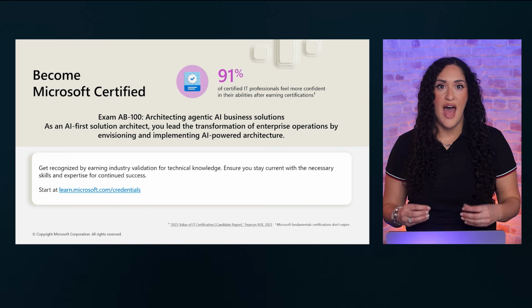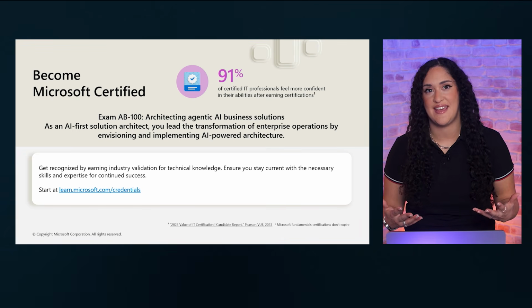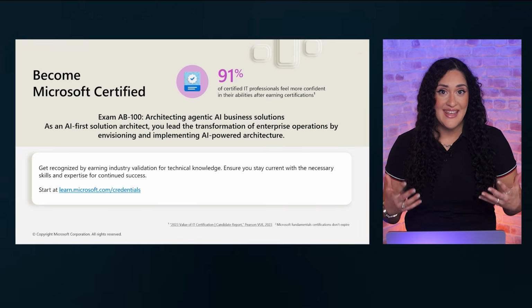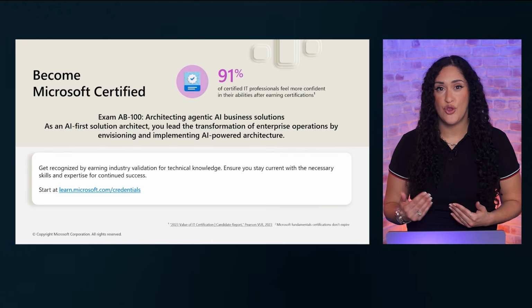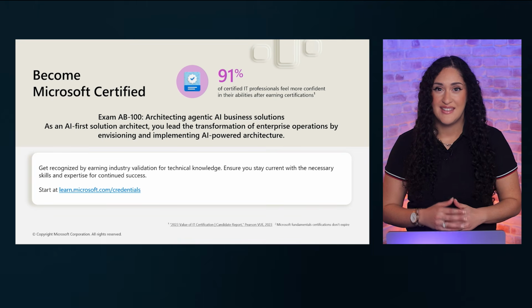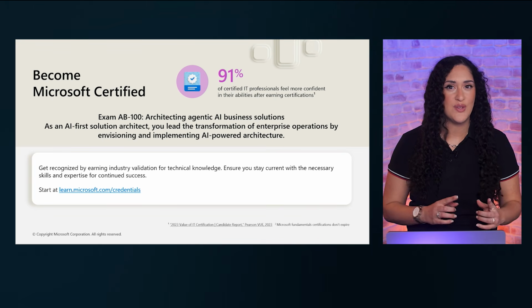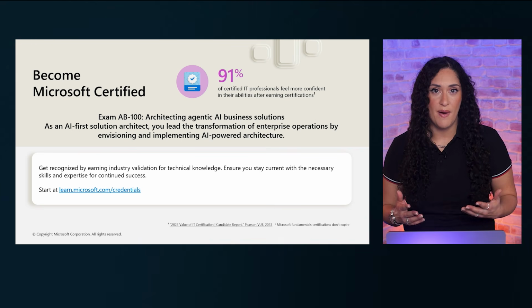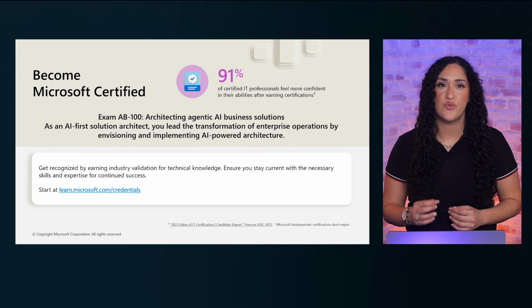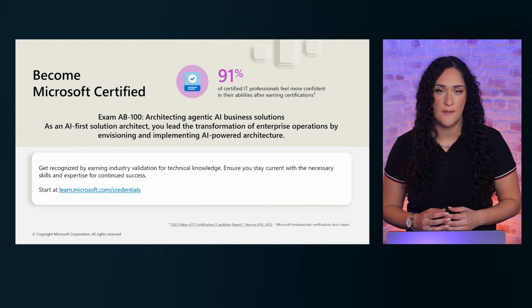As you prepare, I want you to focus on 3 key study areas. First, planning AI-powered business solutions makes up about 25 to 30% of the exam. Designing those solutions is another 25 to 30%. And the biggest one, deploying AI-powered business solutions, accounts for 40 to 45%. So make sure you spend extra time there.